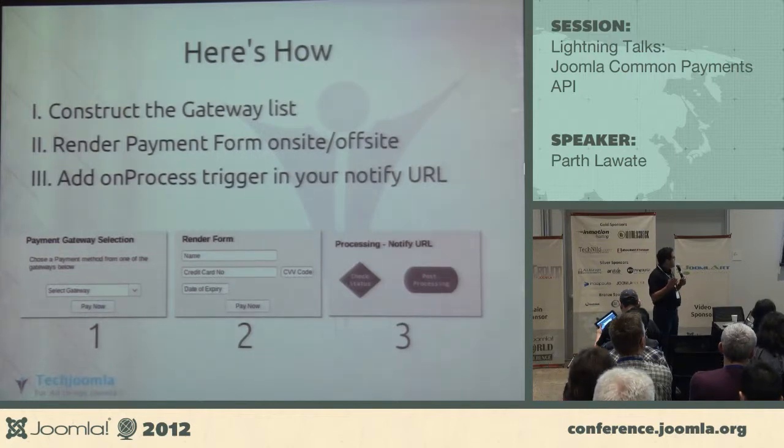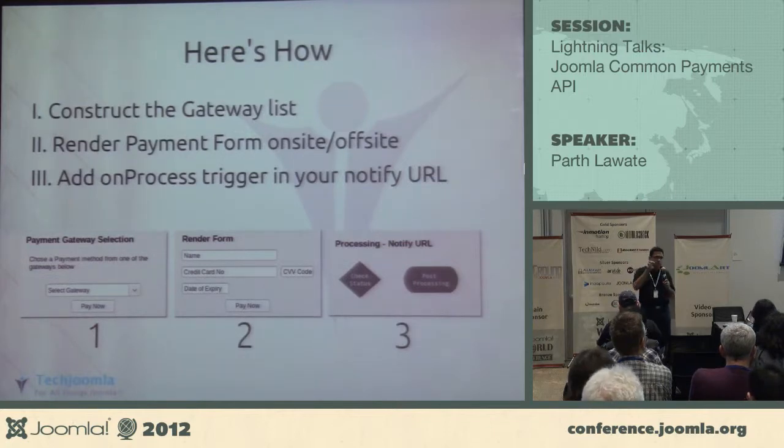And finally, there is the onProcess trigger in the notify URL. Typically the way it works is that the person fills out the payment form on your site, the request goes to the payment gateway for authorization, and then the payment gateway returns its result on a certain URL. That's the notify URL. That's where you have to write your code to decide what to do with that request.